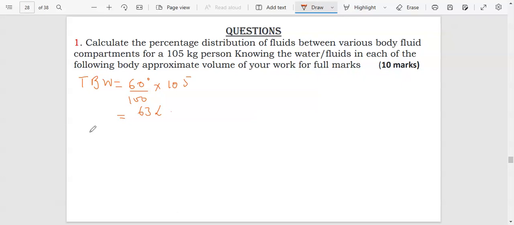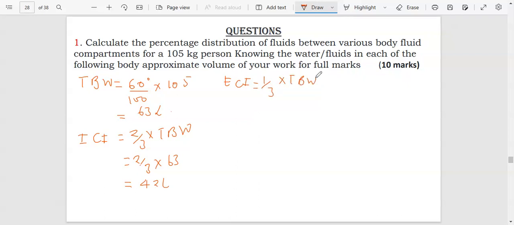We also know that ICF, the intracellular fluid, is 2/3 of total body water. The total body water here is 63 liters. So 2 out of 3 times 63 liters gives us 42 liters. Then we can also calculate ECF, which is basically 1/3 of total body water. So that is 1 out of 3 times 63, which gives us 21 liters.